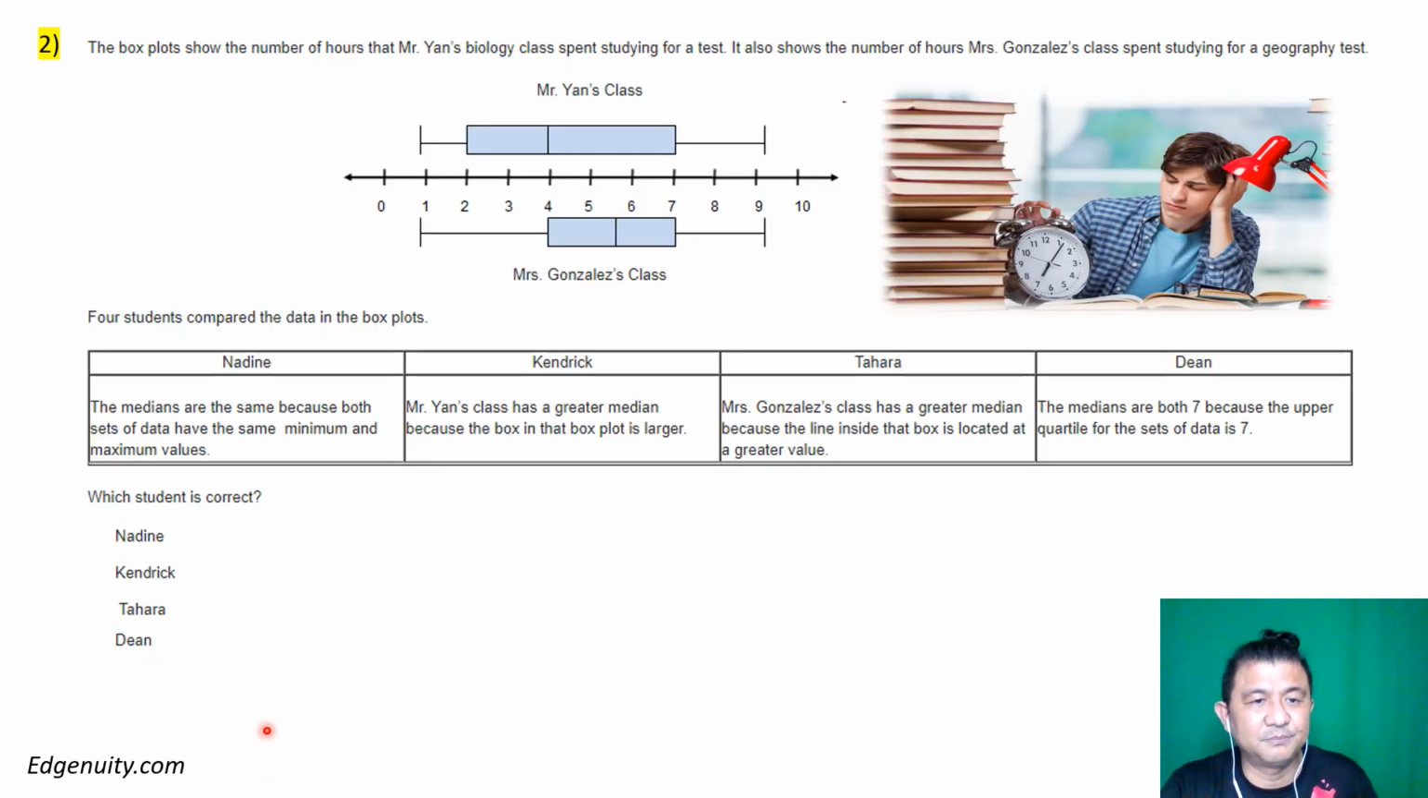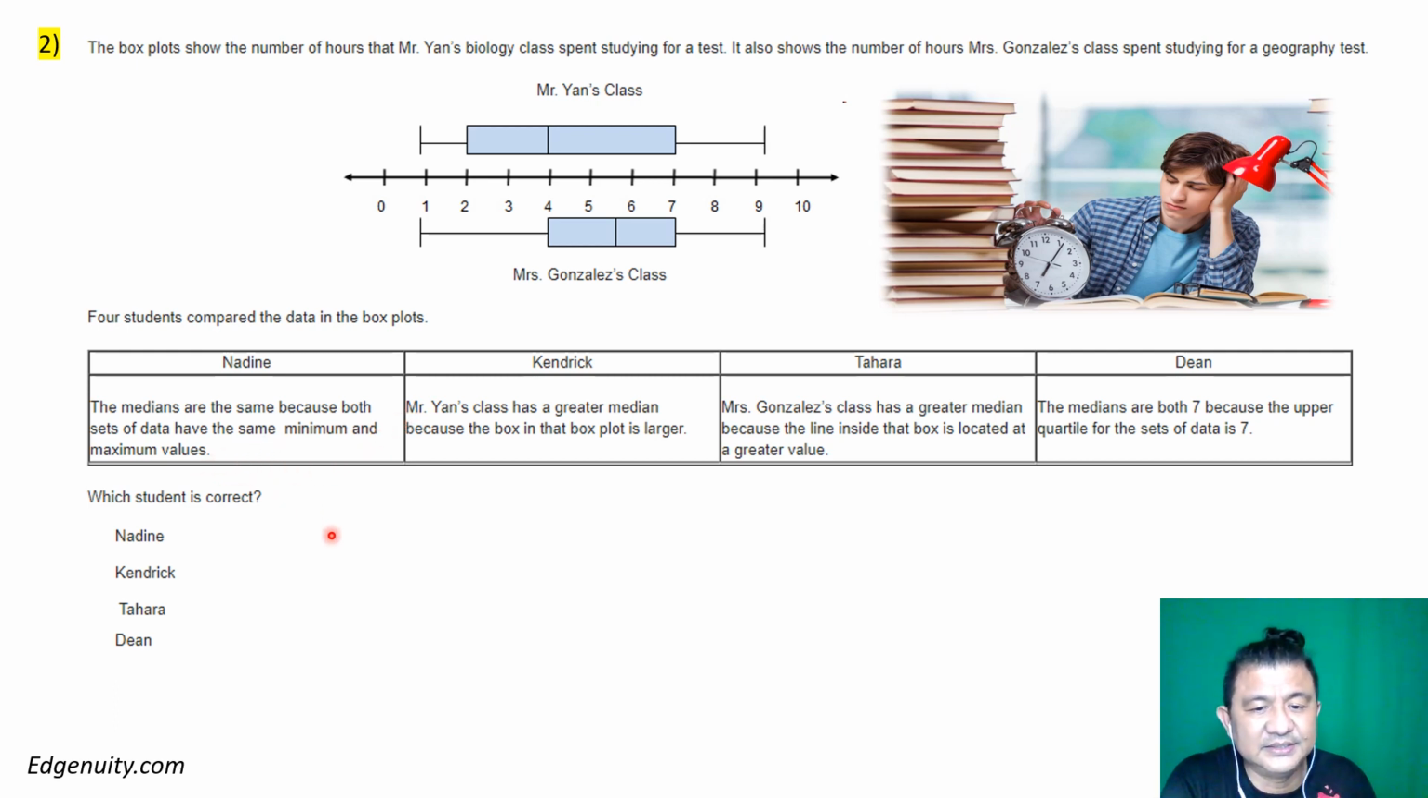Next, let's read the second problem. The box plot shows the number of hours that Mr. Young's biology class spent studying for a test. It also shows the number of hours Mrs. Gonzalez spent studying for a geography test. So, two different classes, and these are the results. Four students compare the data in the box plot. Let's see which of the following makes sense.